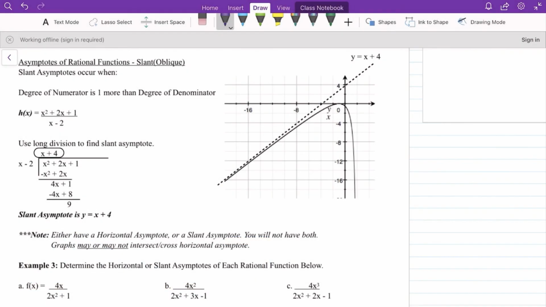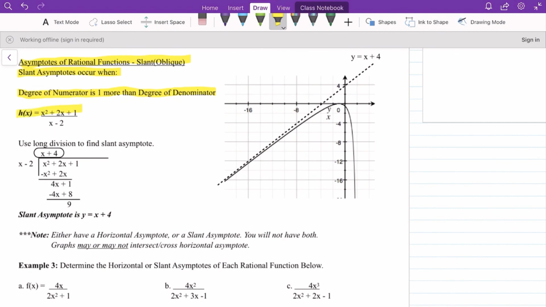So in this section of part 2, we're going to deal with slant asymptotes. And if you look at what I have up top here, slant asymptotes occur when the degree of the numerator is 1 more than the degree of the denominator. Okay? So when the degree of the numerator is more than the degree of the denominator, you're going to get a slant asymptote.